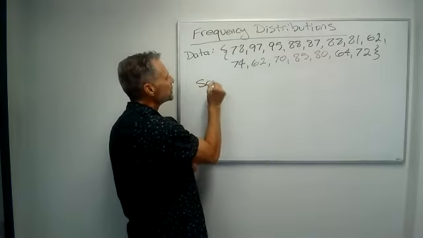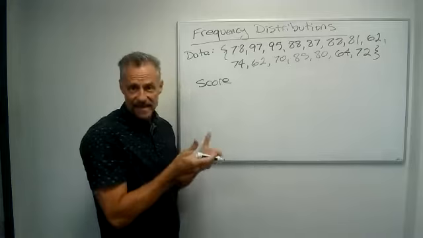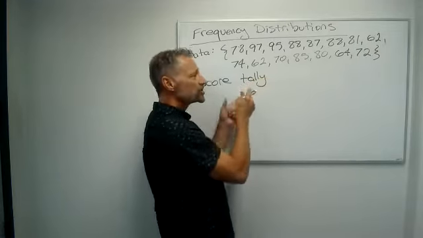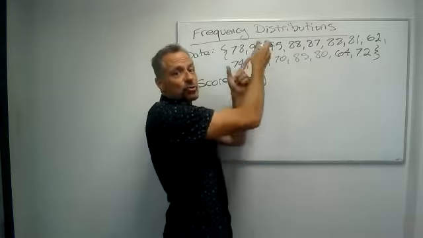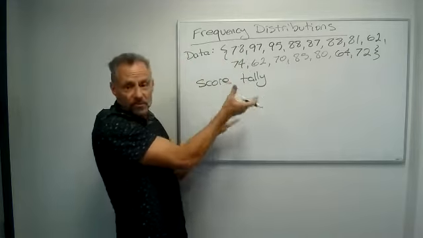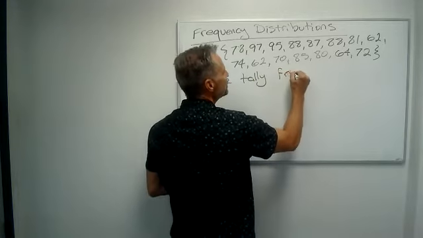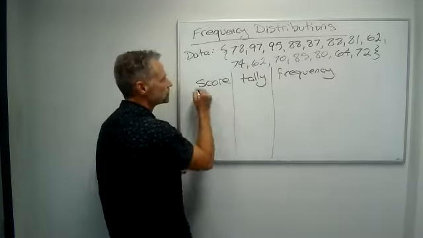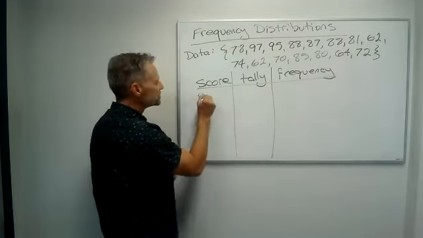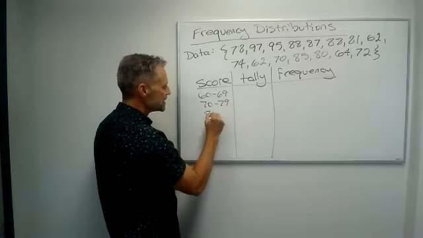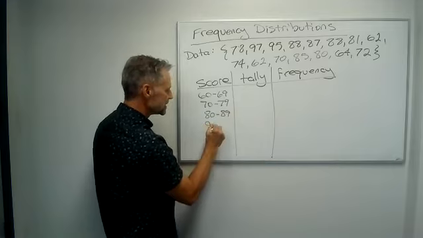What I would do is list whatever the data is, score in this case. And sometimes I'll put a tally mark just so that I can count them up. If there's a really large number, this would be helpful. This isn't actually part of the frequency distribution. And then frequency. So let's see, we have numbers in the 60s, 60 to 69, 70 to 79, 80 to 89, 90 to 99.